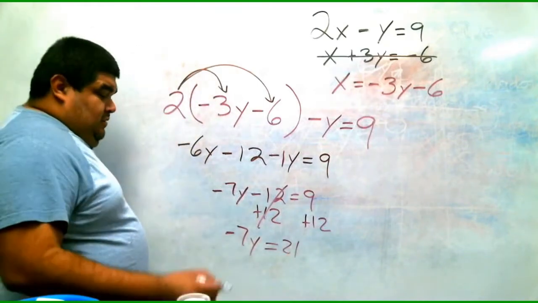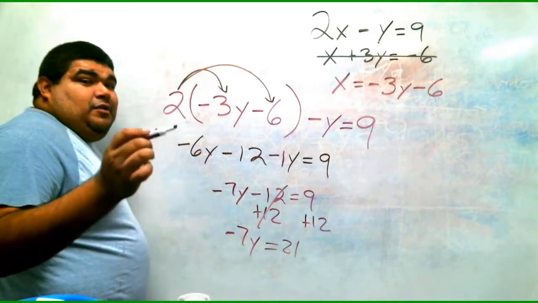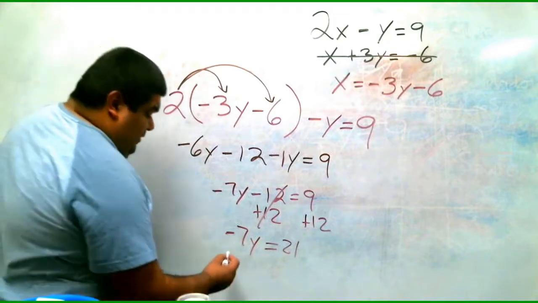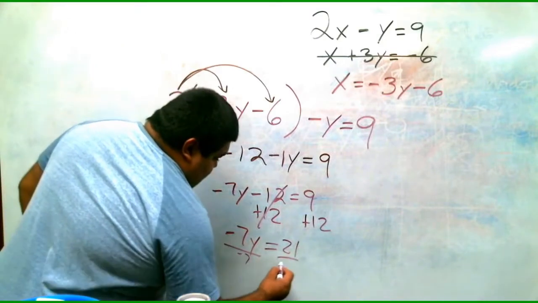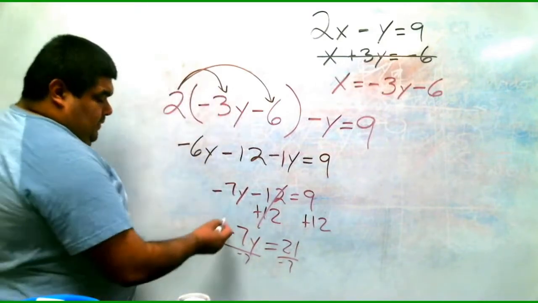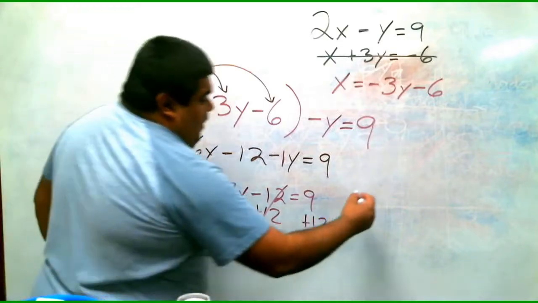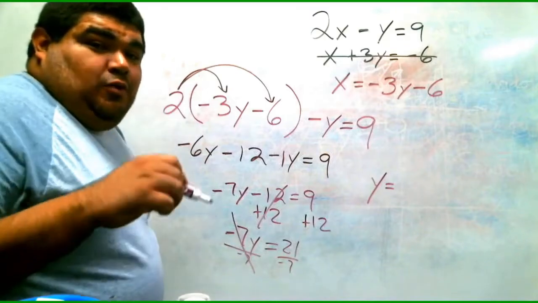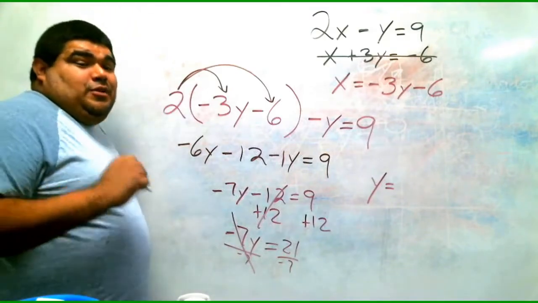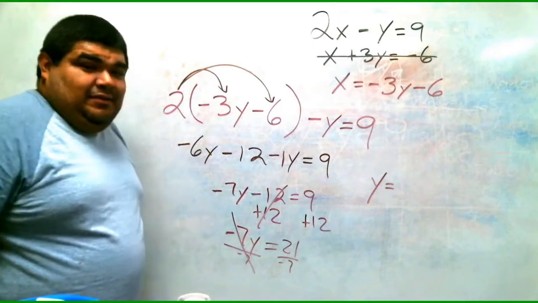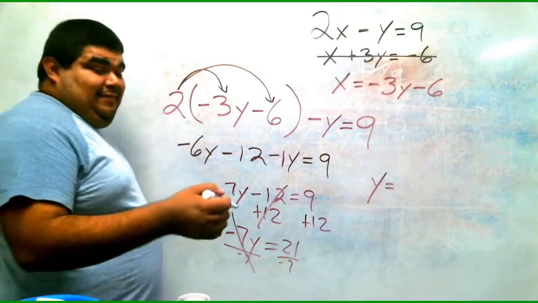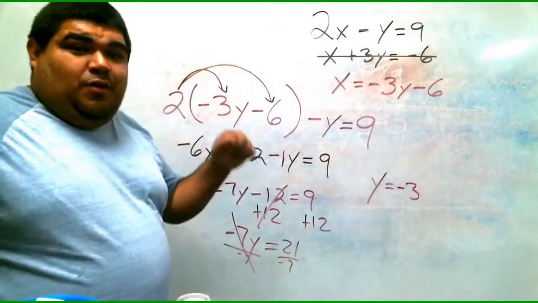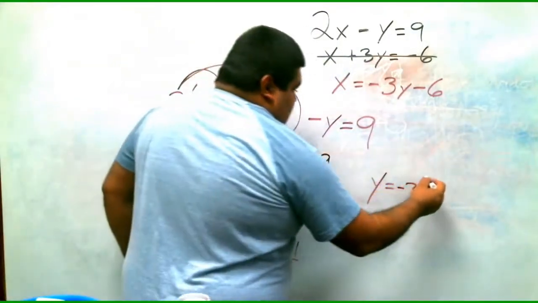Okay. We're almost done. Now we have to get rid of the negative 7 that is being multiplied. The opposite of multiplication is division. So we divide by negative 7. Cancels out, right? We're left with y equals 7 can go into 21 3 times, right? Notice that one's positive, one's negative, so your answer is negative. That's the rule. So negative 3. So we solve for y. Yay! We solve for y.